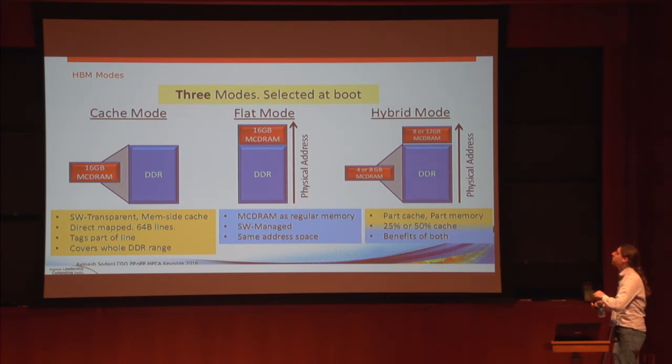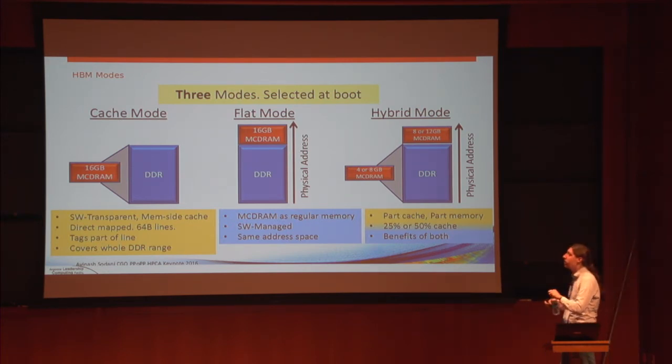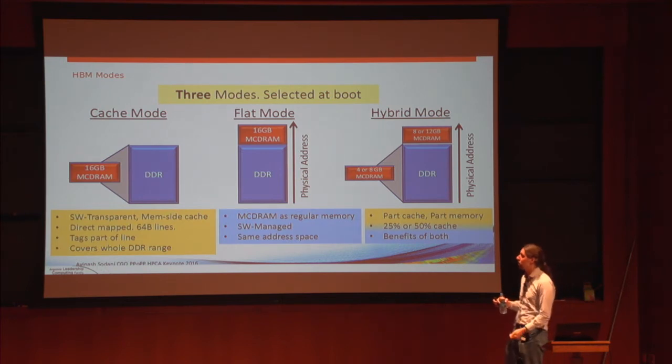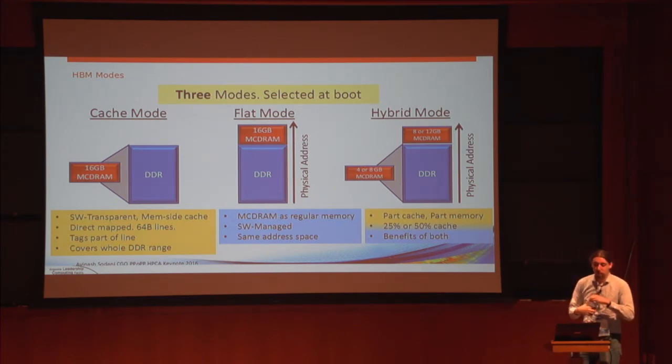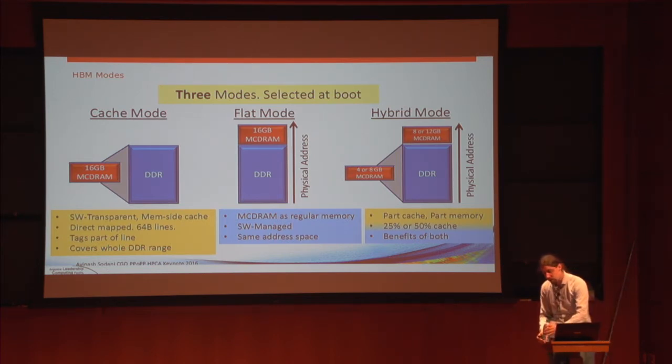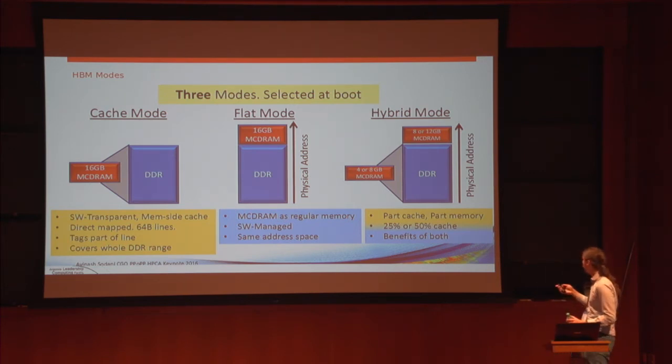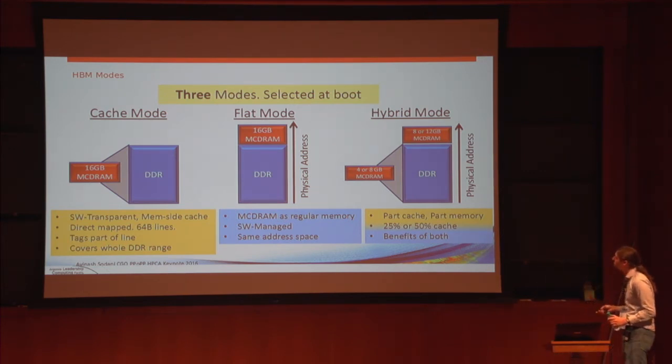You can have it in cache mode, where the on-package memory, the 16 gigabytes, serves as a direct map cache of the off-package DDR. You can arrange it into what's called flat mode, where the different kinds of memories just occupy different parts of the address space. And you can choose a hybrid between the two.